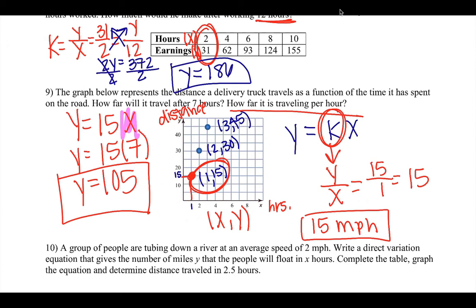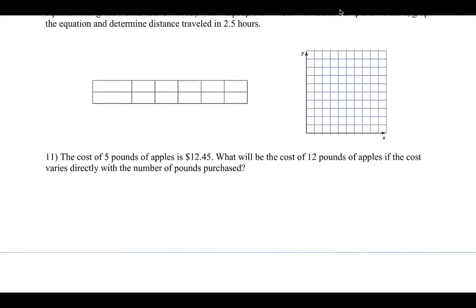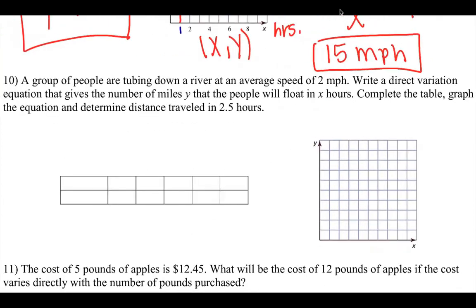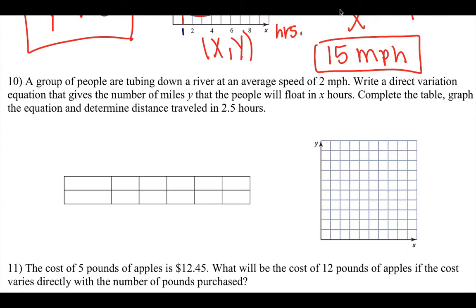Okay, and let's look at number 10. One more after this. Number 10 says, a group of people are tubing down a river at an average speed of 2 miles per hour. Write a direct variation equation that gives the number of miles y that the people will float in x hours. Complete the table, graph the equation, and determine the distance traveled in 2.5 hours.